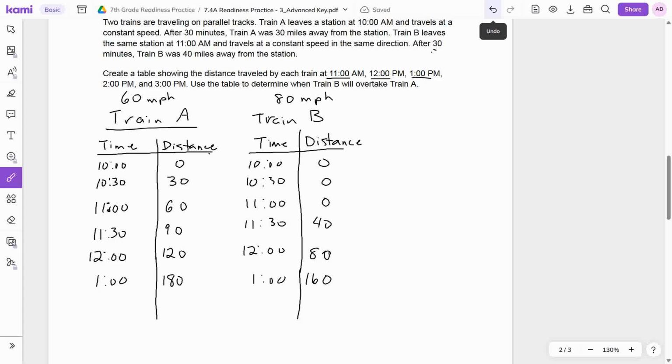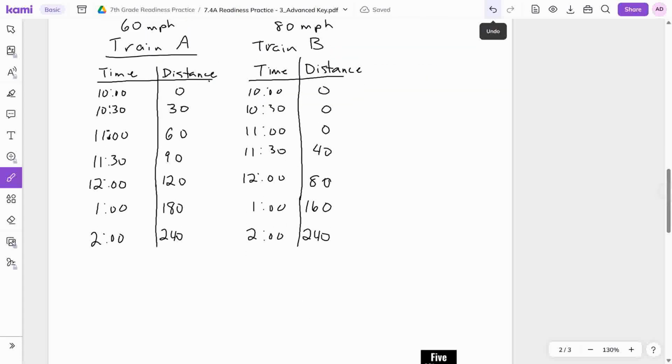So you see how train B is catching up. Train B is only 20 miles behind now. Let's do 2 o'clock. I'm going to add another 60, 240. And then I say 2 o'clock. That's going to be 80. Look at that, 240. So they are at the exact same distance.